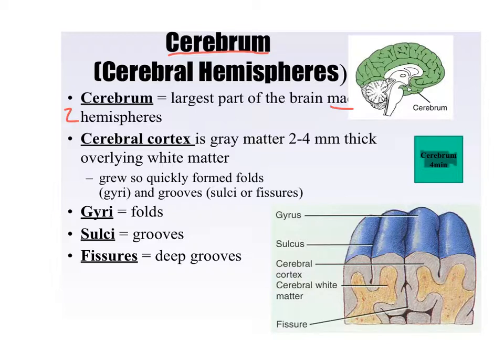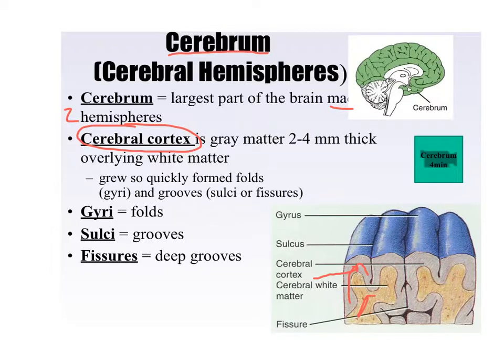Now, if you remember in the spinal cord, the gray matter was located deep or on the inside. And here in the brain, the gray matter, which is called the cerebral cortex, is located very superficial, or on the surface of the brain. So you can see here's the gray matter right there. So this would be the white matter made of myelinated axons, which is deep to the gray matter.